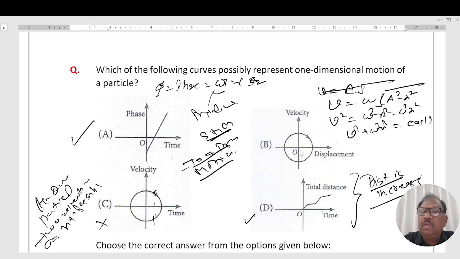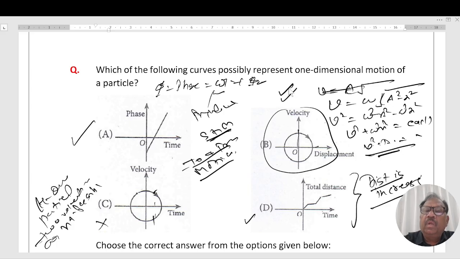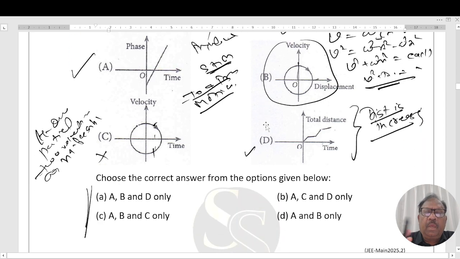So this is velocity, this is displacement, this is distance, velocity. So this means velocity square plus distance square is constant. This is also one dimensional. If you plot the graph of SHM in velocity terms, we will get this one. So this is correct, this is correct, this is correct, this is not correct. So A, B, D.